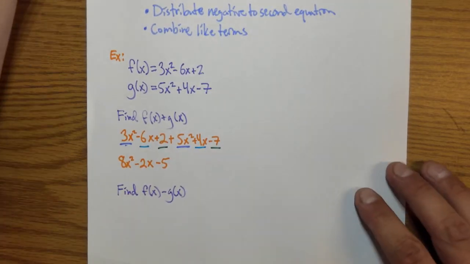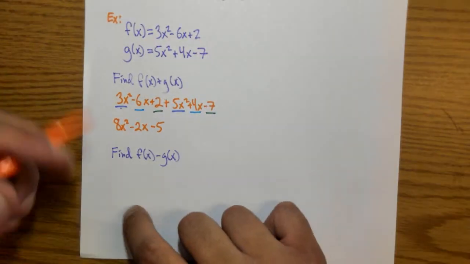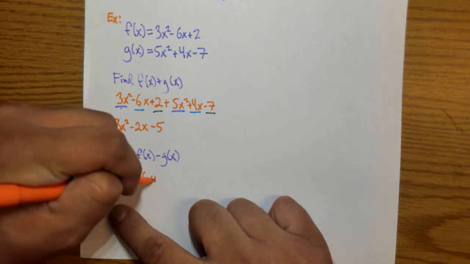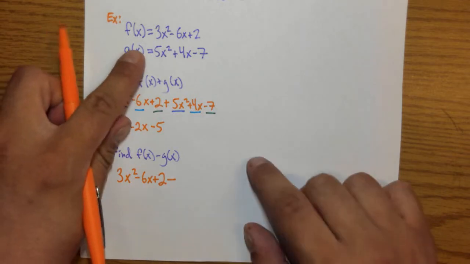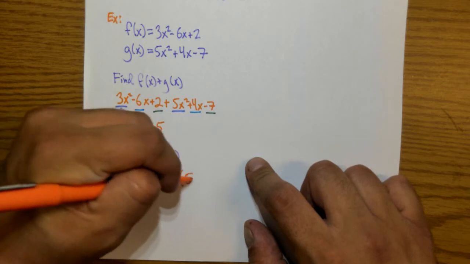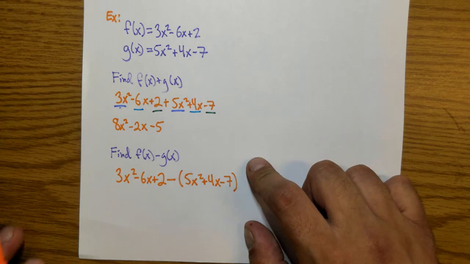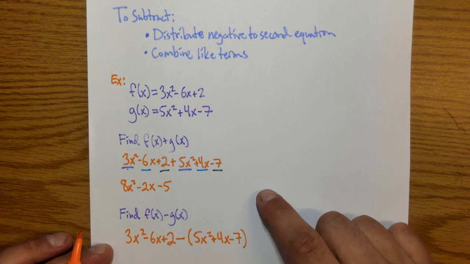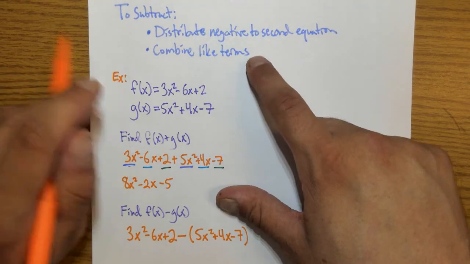Now let's talk about finding f of x minus g of x. So we're going to take f of x, and we're going to subtract this time. We're going to subtract g of x. But important, we need to put g of x in parentheses. So we'll have it just like that. Now let's go back to our two steps here to subtract. To subtract, we need to distribute the negative to the second equation and then combine like terms.